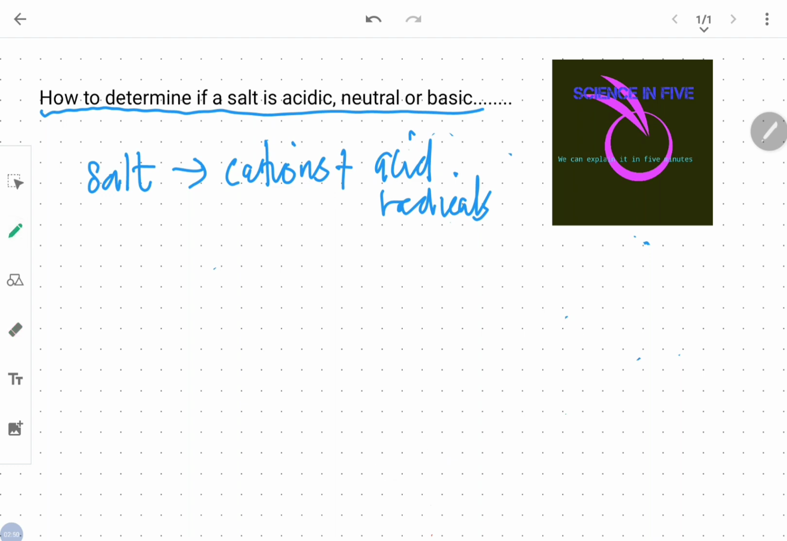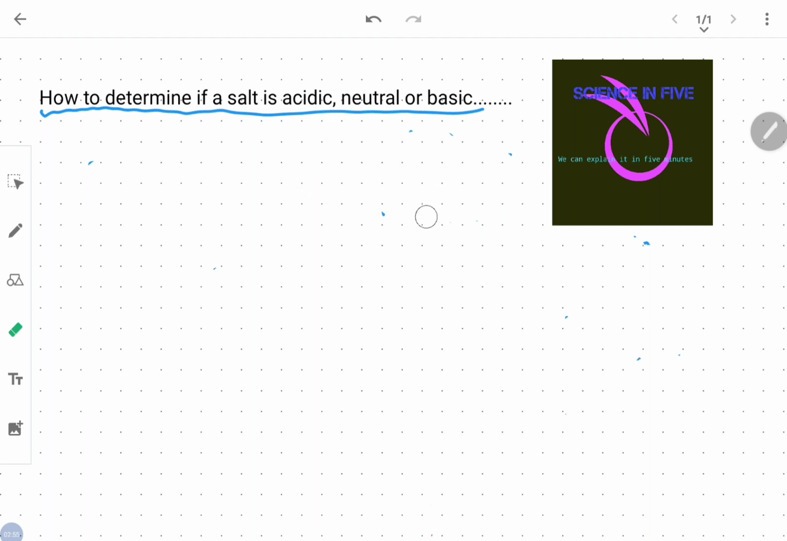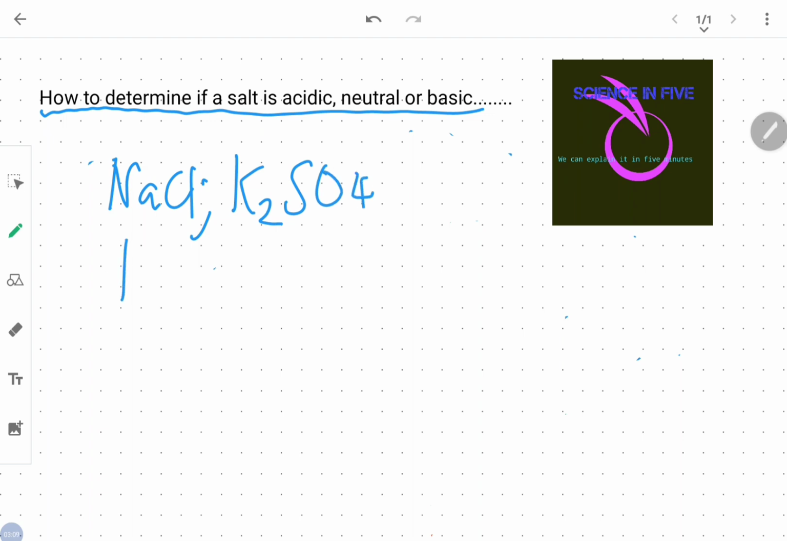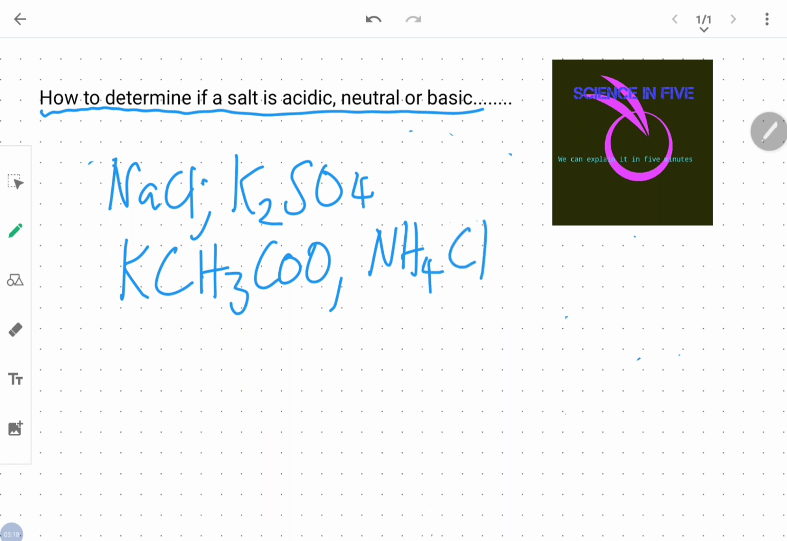We want to determine whether the following salts are acidic, basic, or neutral. So what are the salts? I've got NaCl, K2SO4, KCH3COO, NH4Cl, and NH4CH3COO. Are these salts basic, neutral, or acidic?